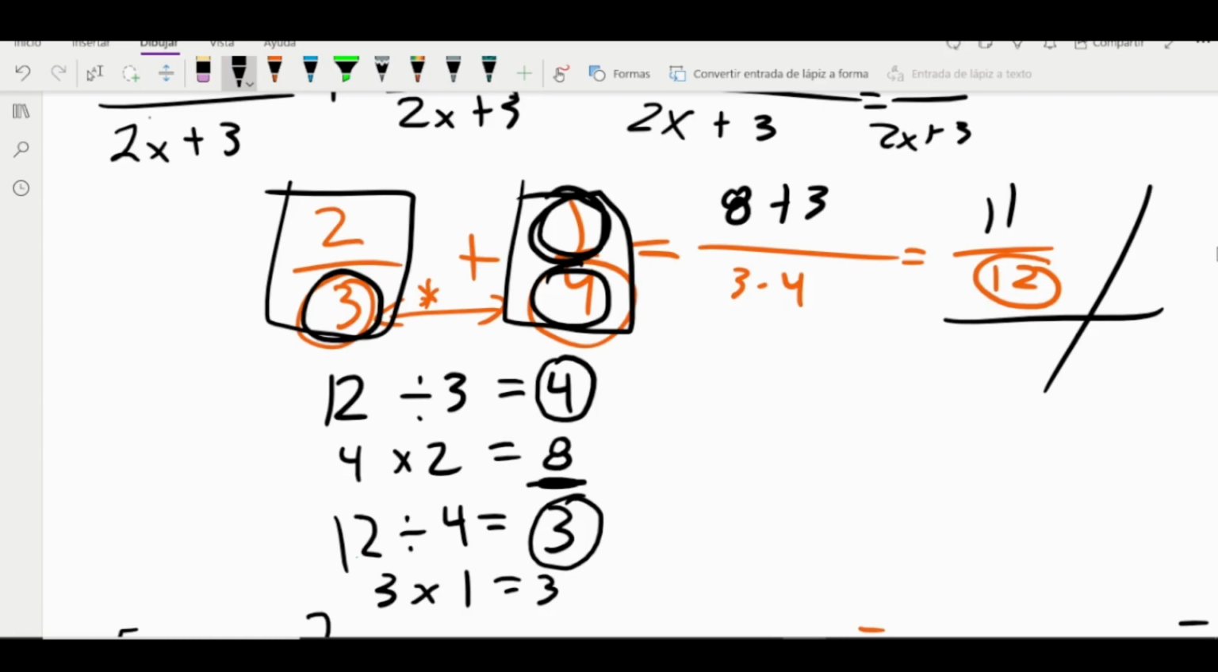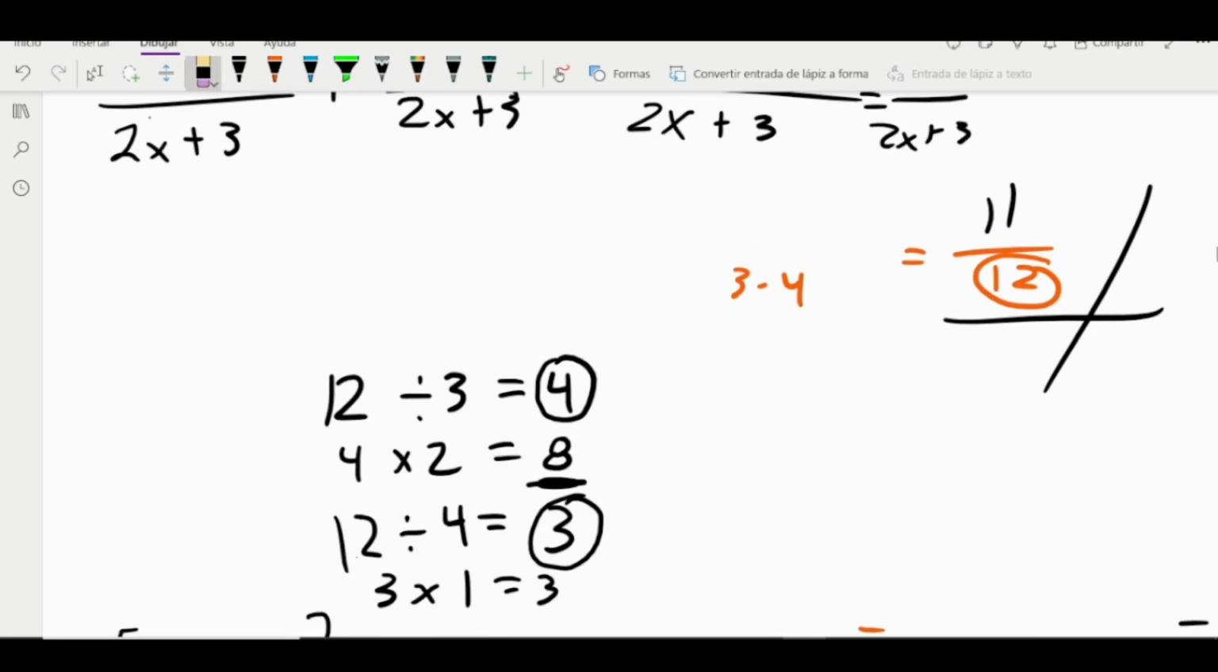This method or process is going to be the same when we have an algebraic fraction. So let me show you how you can do this. Give me a moment.